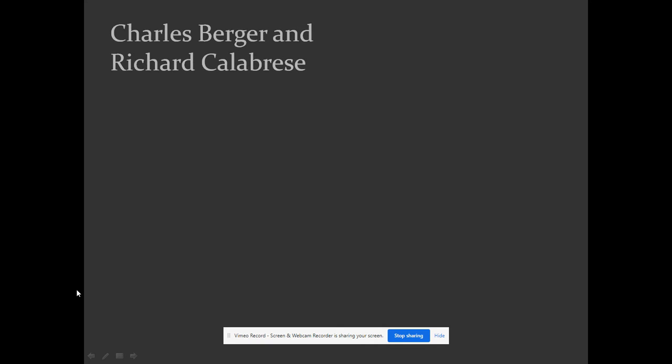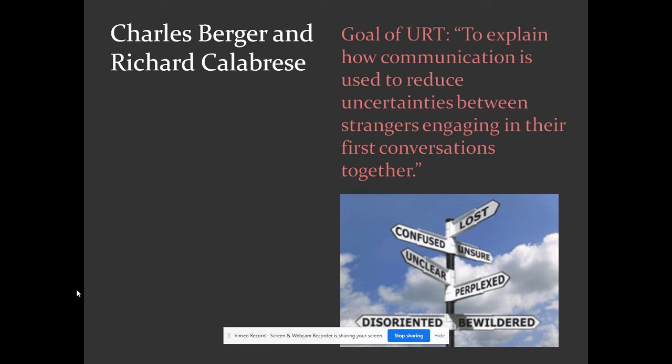Communication theorists Charles Berger and Richard Calabrese are the ones accredited with the uncertainty reduction theory, also referred to as the initial interaction theory. The goal of the uncertainty reduction theory, according to Berger and Calabrese, is to explain how communication is used to reduce uncertainties between strangers engaging in their first conversation together. Although this is the main goal, the theory has now been expanded to include reducing uncertainty in developed relationships as well. It will be important for us to understand a few key definitions.